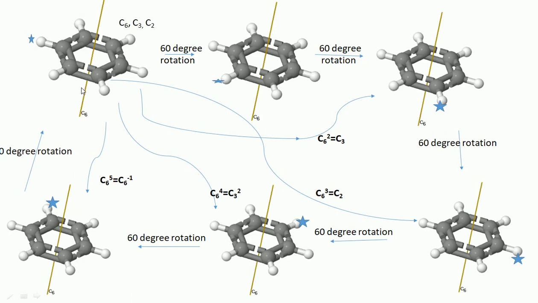C6 6. I haven't written C6 6 here. So C6 6 is equal to the initial image that we generally represent by capital letter E. So C6 6 times is equal to E.